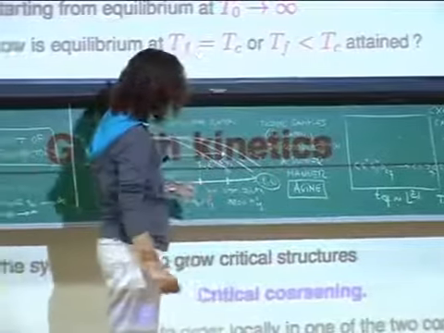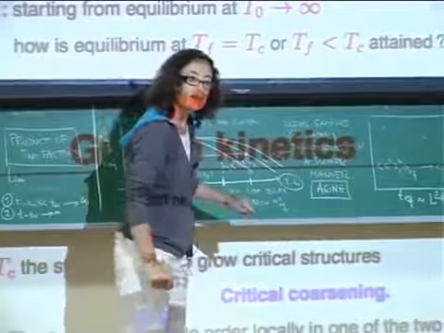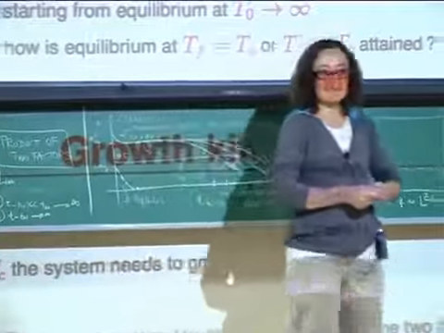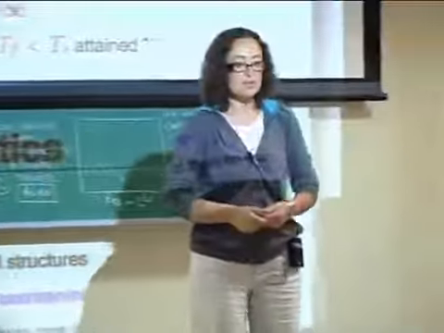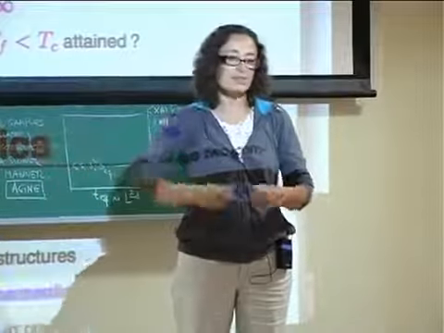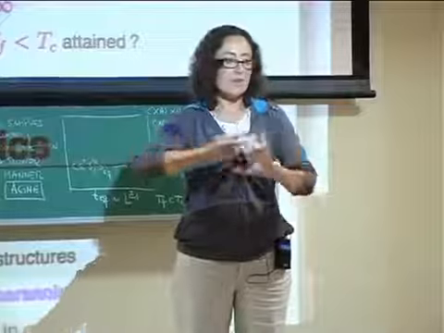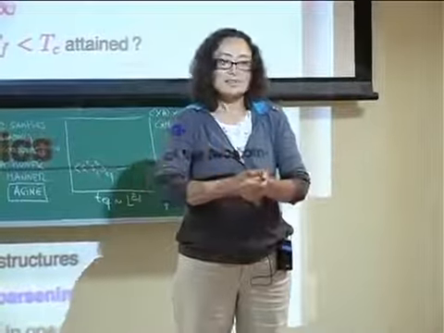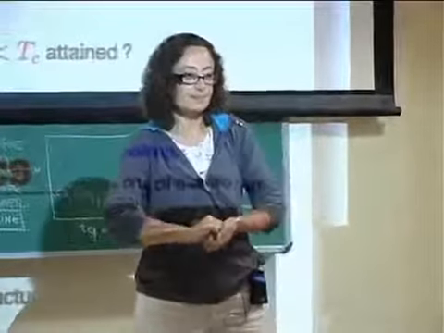Sorry, tw set by? No, tw is a parameter. You're an experimentalist, and you can choose tw to be 1 second after the quench, 10 seconds after the quench, 100 seconds. It's just a parameter that you have at hand that you can choose as an experimentalist.